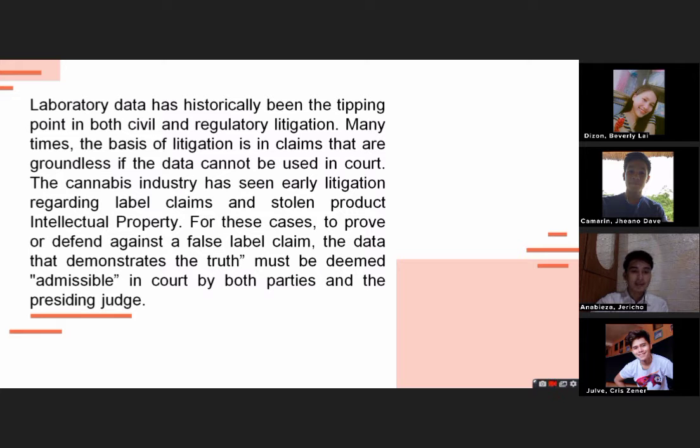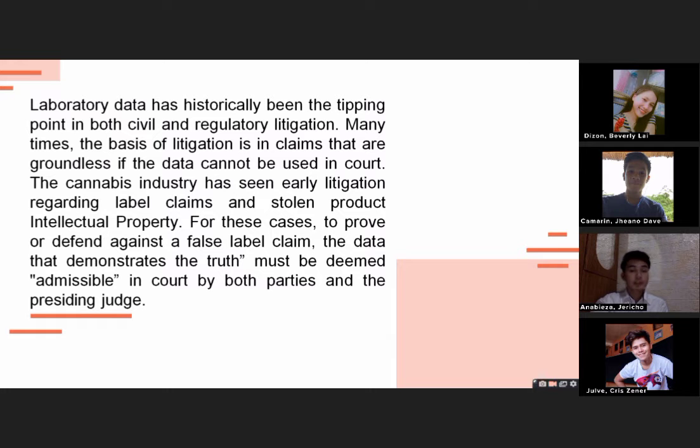So many times, the basis of litigation is in claims that are groundless if the data cannot be used in court. So the cannabis industry has seen early litigation regarding label claims and stolen product intellectual property for these cases. So to prove or defend against a false label claim in your industry or any industry, the data that demonstrate the truth must be deemed admissible, which means valid or acceptable in the court by both parties and the presiding judge.